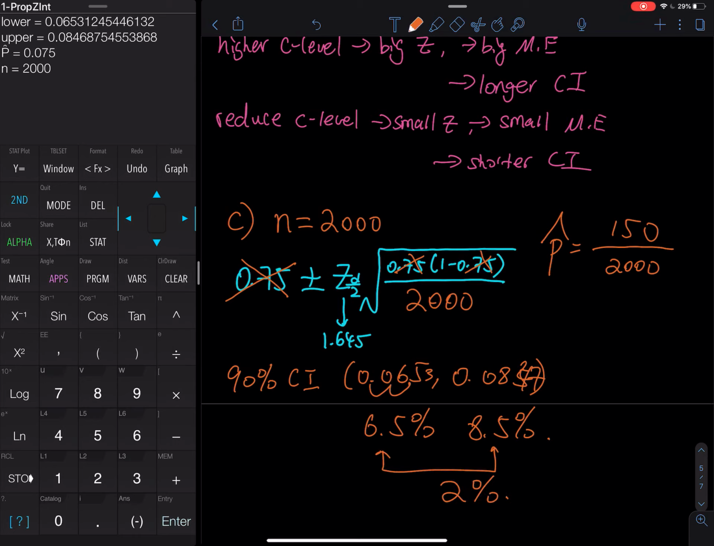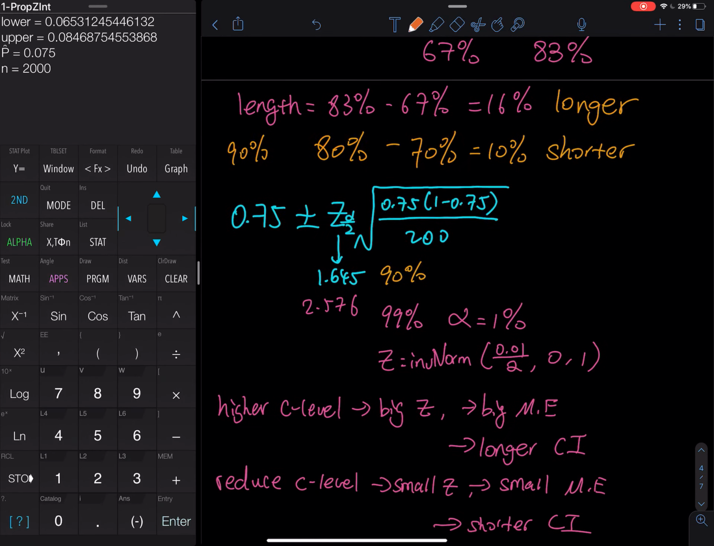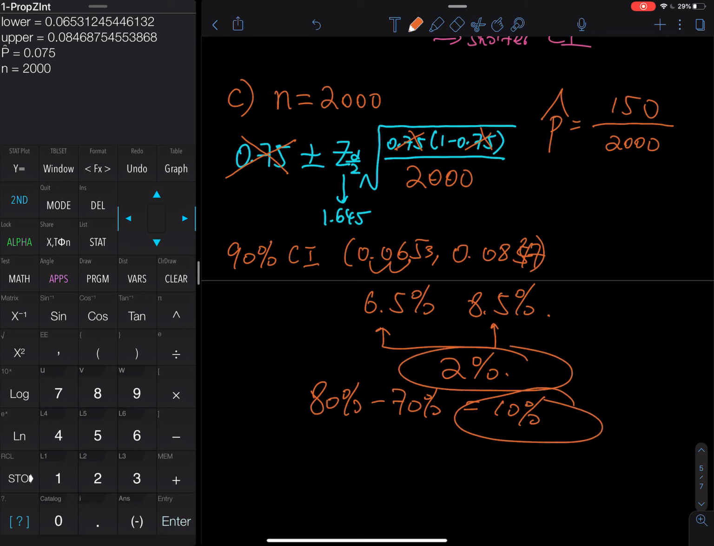What about my answer in part A? So the answer in part A is 80% minus 70% equals 10%. So we are comparing the 10% and the 2%. The 2% is n equals 2000, and the 10% is n equals 200. Which one is longer? The answer is the one with the smaller sample size is longer.